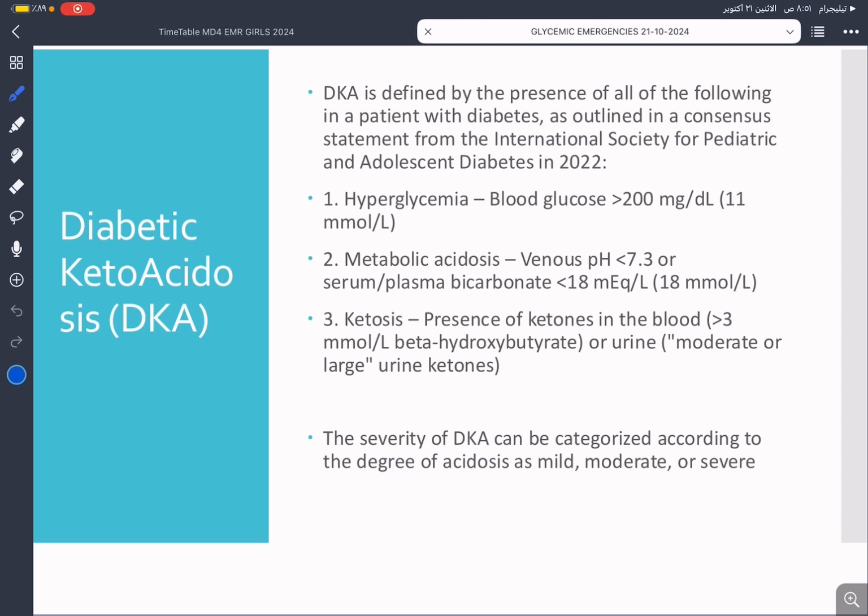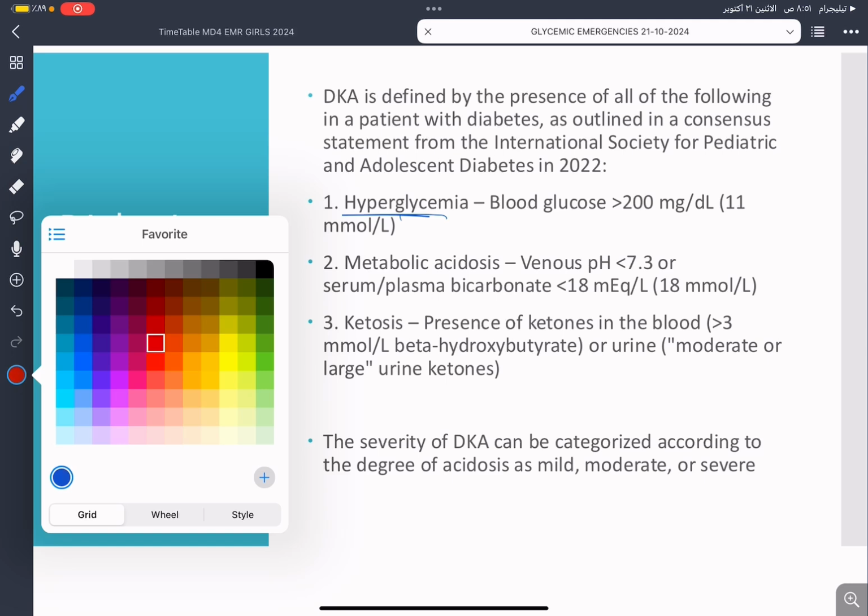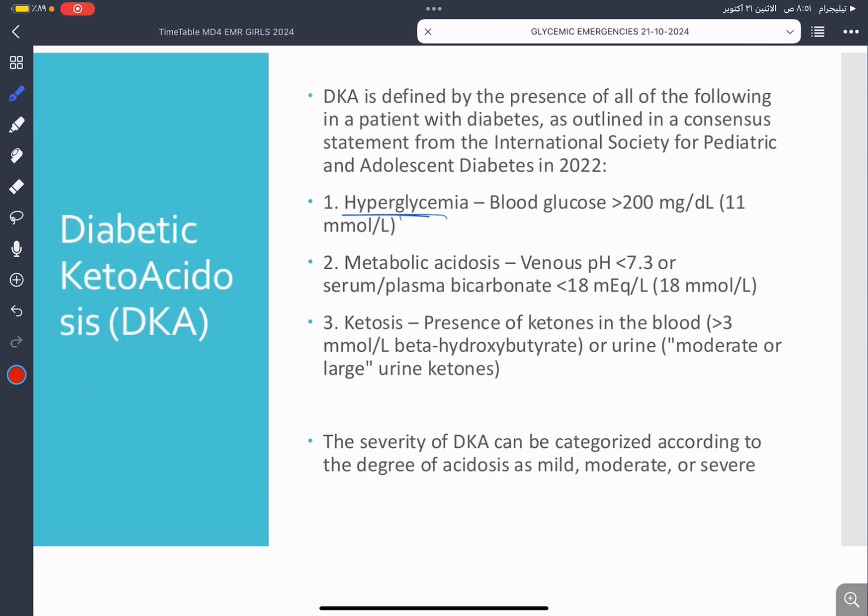Usually the first presentation of type 1 diabetes, the patient will present with DKA. This is common, you will see it maybe in your pediatrics specialty. Young adults, 14, 15 up to 20, they present with tachypnea, Kussmaul breathing, acetone breath, and then they check the blood sugar, they found DKA. They found hyperglycemia, metabolic acidosis, and ketones either in the urine or in the serum.